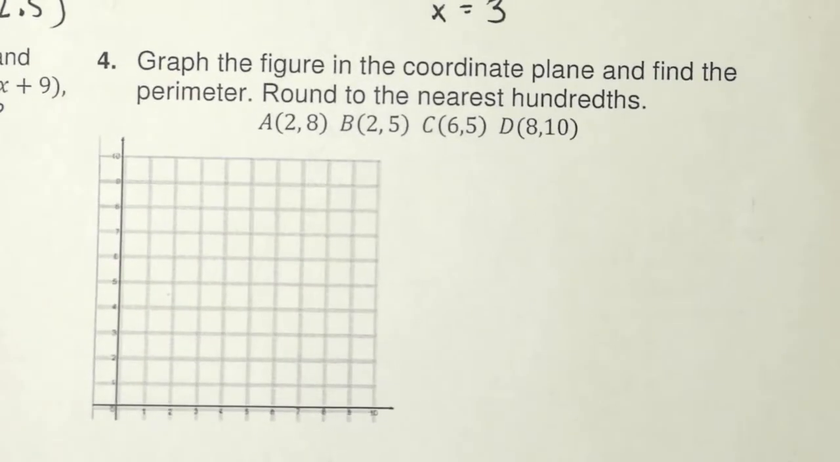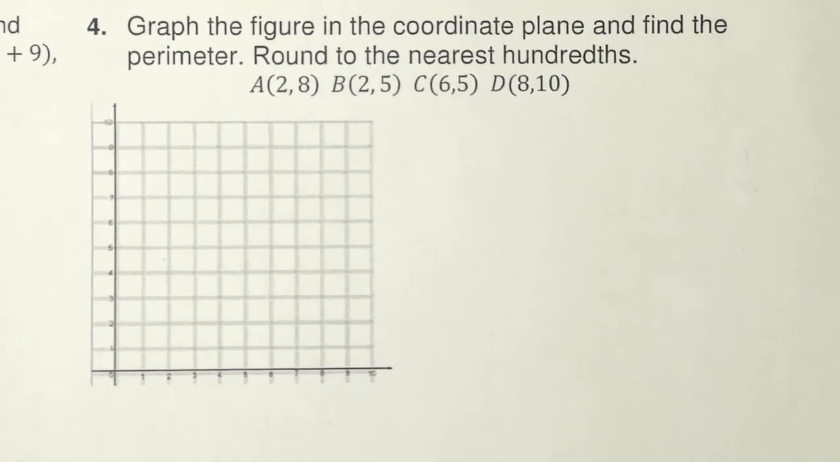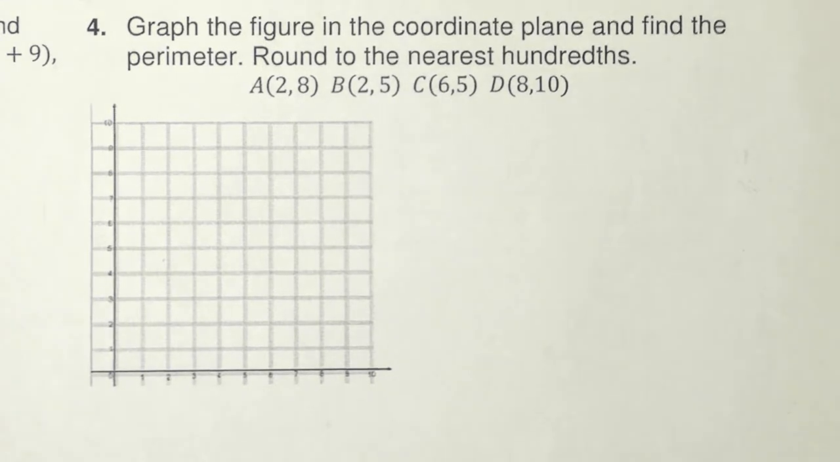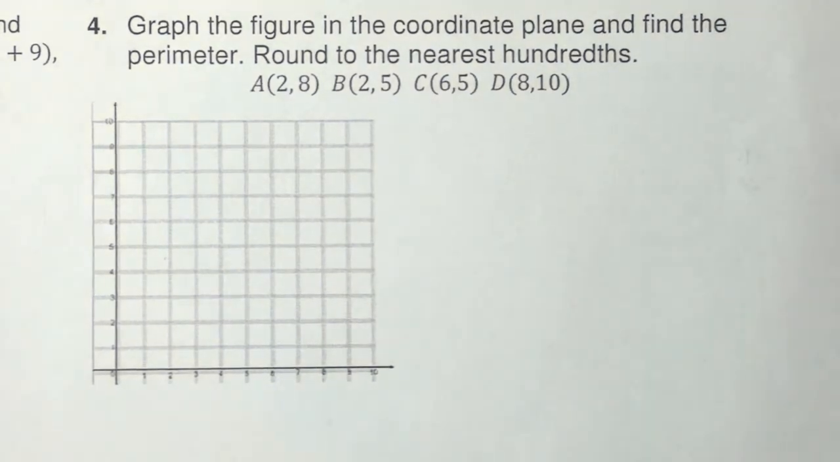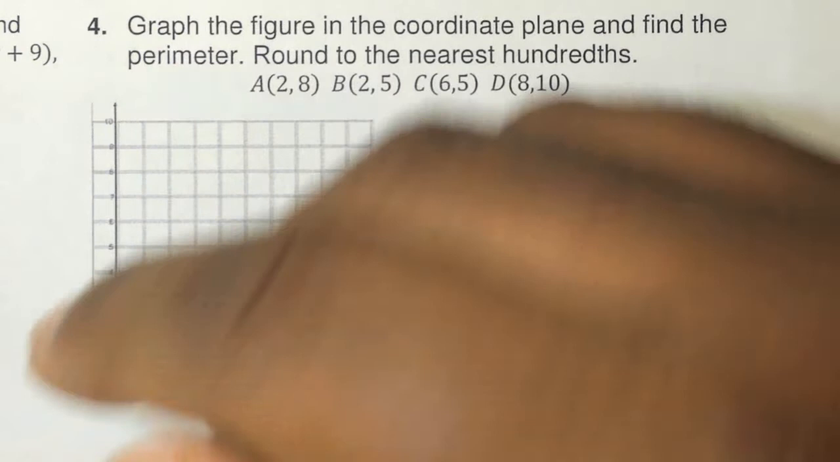Number 4. I'm not going to do this one with you. All I'm going to do is graph. Make sure your graph is right. So it says graph the figure in the coordinate plane and find the perimeter around to the nearest hundredths.